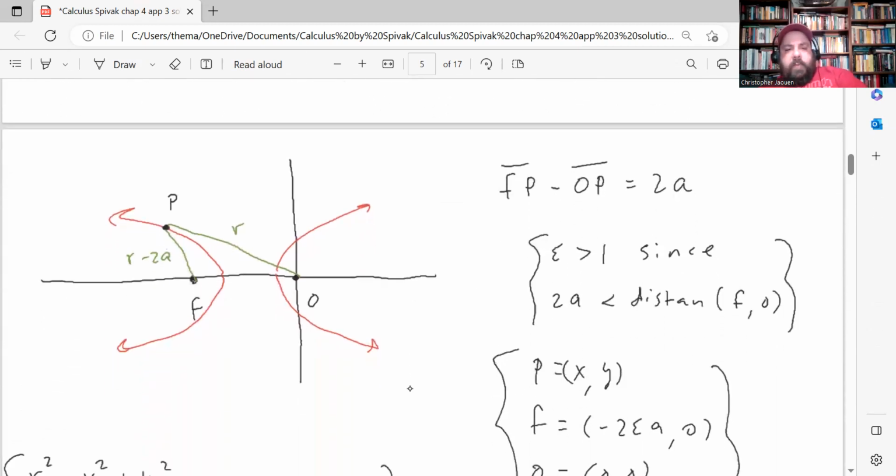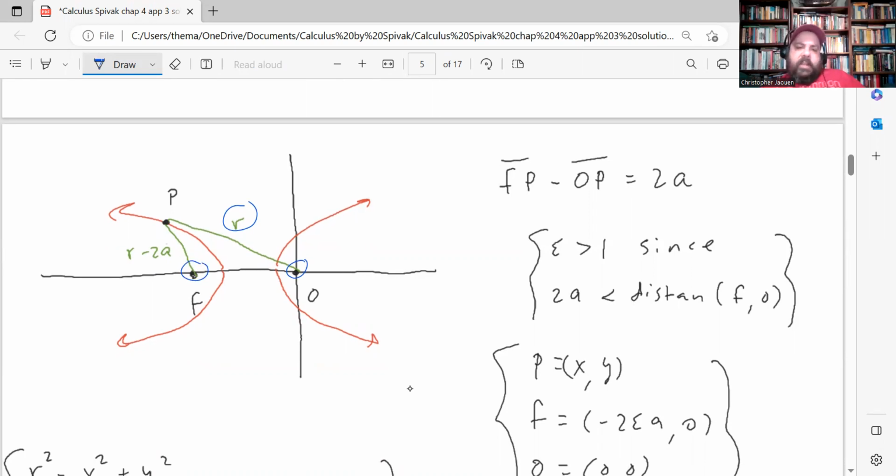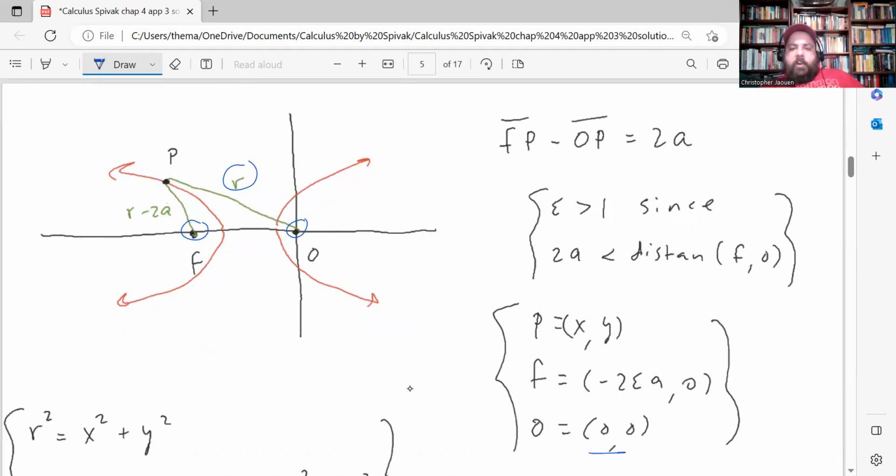Right, so here's the picture. I just drew a general hyperbola with one of the foci at the pole, or at the origin if you like. This is the polar radius here. This is our pole, and this is our other focus here, right? So the foci have coordinates 0, 0 and negative 2 epsilon a comma 0. And the point P here has coordinates x, y. It's a point on the hyperbola. Okay, and by the definition of the hyperbola, we know that the length here plus the length here has to be the constant 2a.